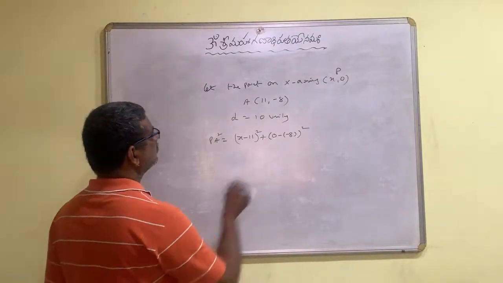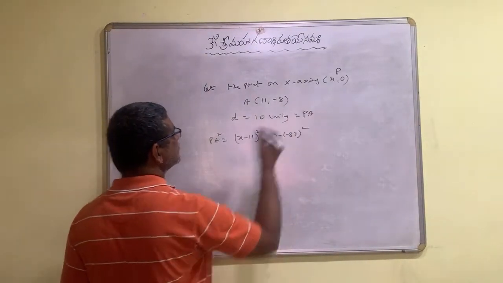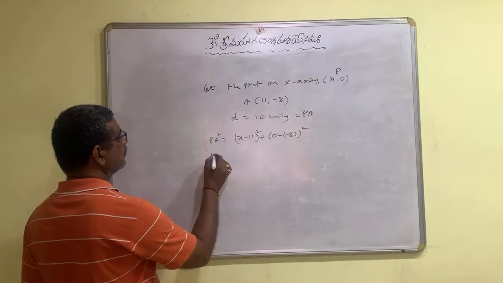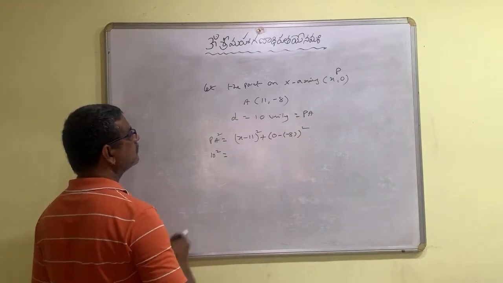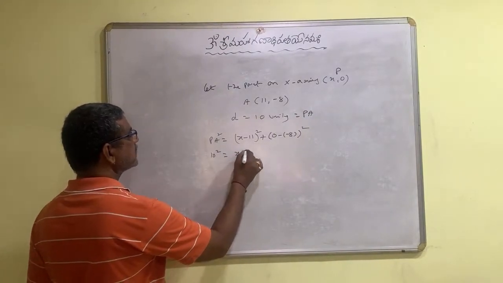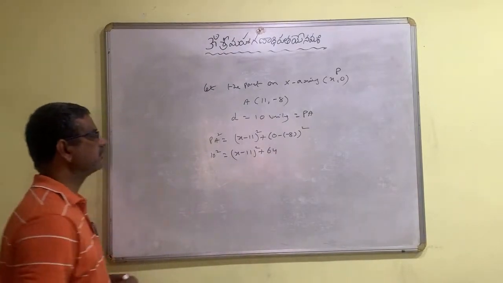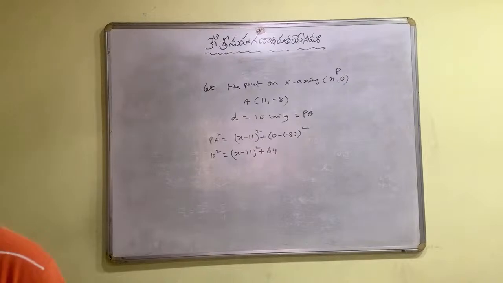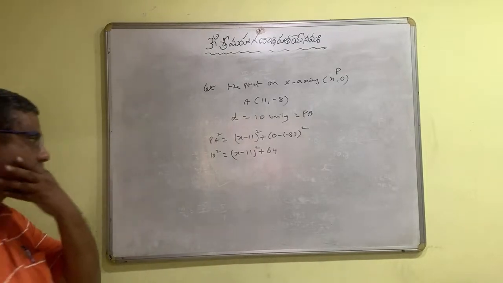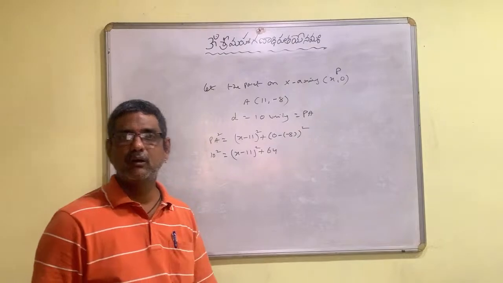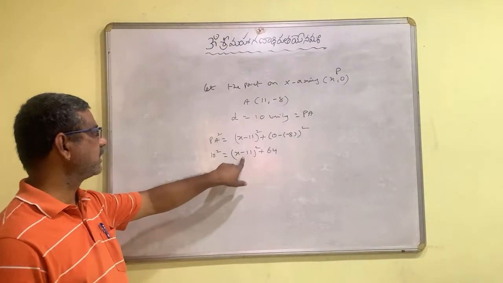Now this is PA. The distance PA is given. Now 10 square is equal to (x minus 11) whole square plus 64. Is that right, children? Don't be in a hurry to expand (a minus b) whole square. Don't try to expand this one.